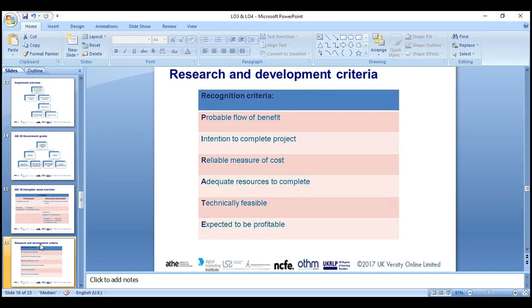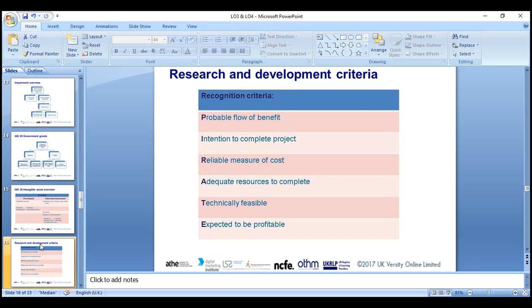Okay, next we're looking at research and development criteria. The recognition criteria are probable flow of benefit, intention to complete the project, reliable measurement of the cost, and adequate resources. We have resources to make the medicine: we have people, we have machines, we have raw material, so we can say, okay, that's fine. Now we can include it in our statement.